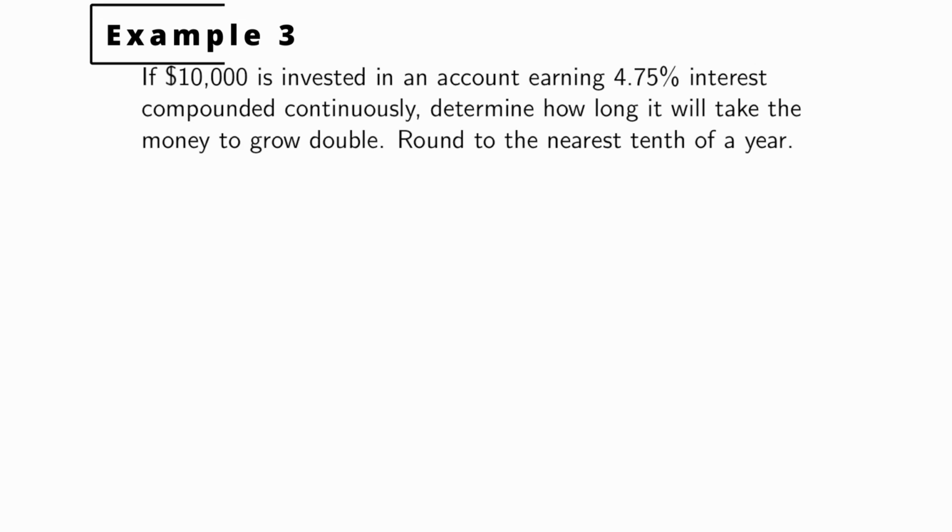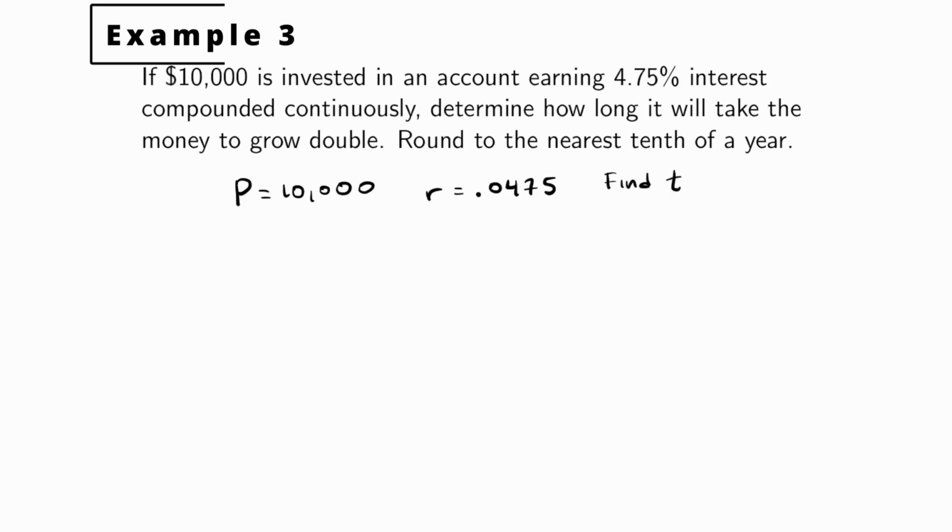Okay, so in this problem, we actually have to solve an exponential equation. So that's another video we did. Go review that if you need to. Now, our principal is $10,000. Our interest rate is 4.75. If we divide that by 100 to convert it to a decimal, we get 0.0475. Now, we do not know how long we're going to be investing, so we have to find t.